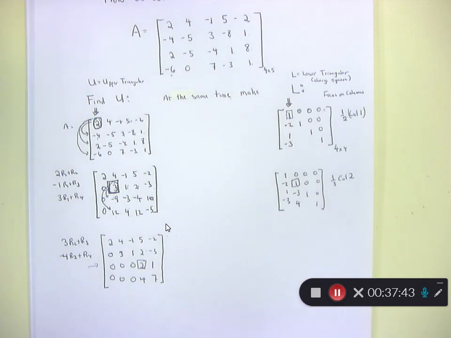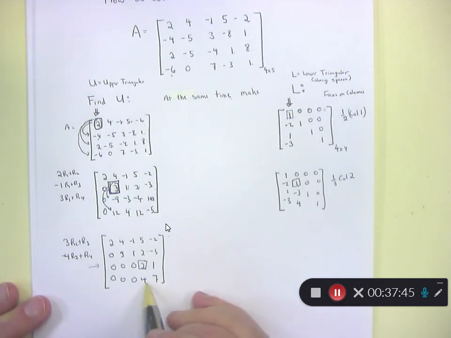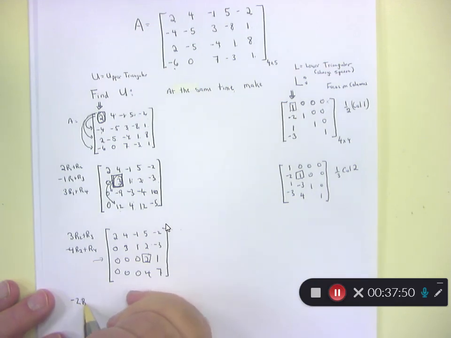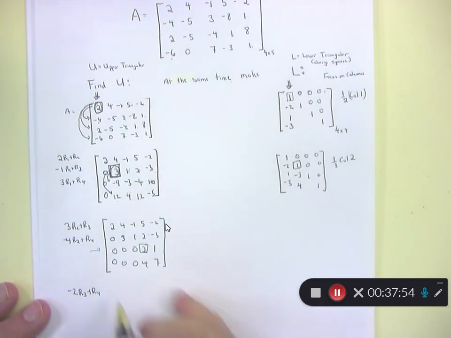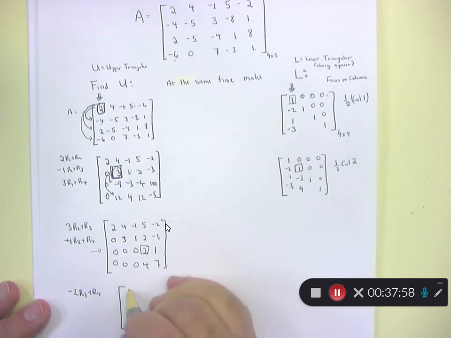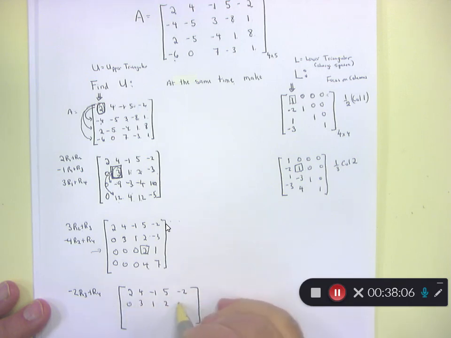You with me? Now, what do I need to do? Because I want to make a 0 below it. I'm going to do what? Negative 2 times row 3, add it to row 4. Just one move. What do I get when I do that? Well, this will be the same. 2, 4, negative 1, 5, negative 2, 0, 3, 1, 2, negative 3, 0, 0, 0, 2, 1.